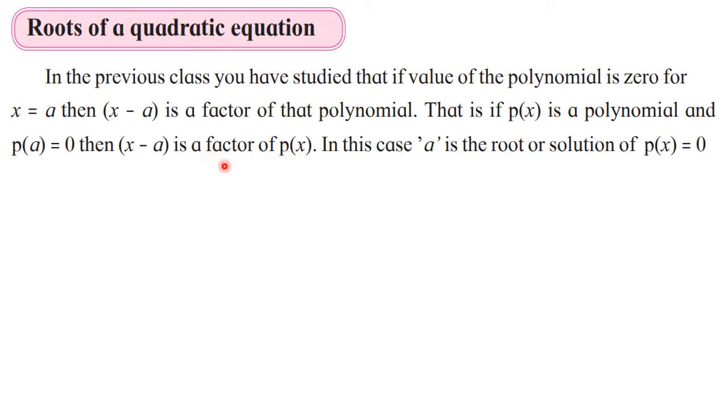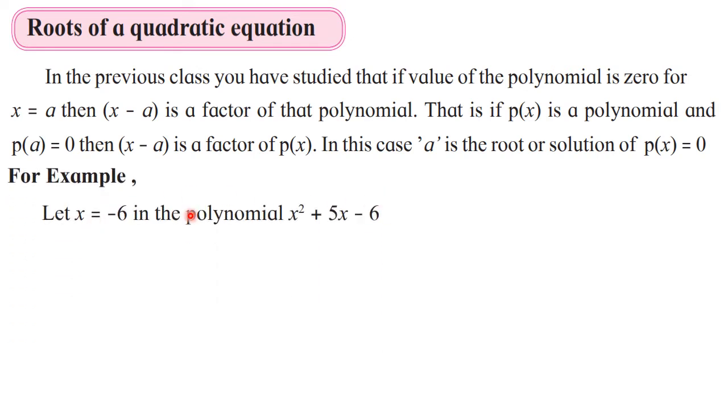The same statement is written using the polynomial p of x. In that case, we can say a is the root or the solution of the equation p of x is equal to 0. In the previous statement p of x was a polynomial, but now when we write equal to 0 in front of it, it becomes an equation. So if p of a is equal to 0, then a is the root, or in other words the solution. Root and solution are the same words here. Always keep that in mind. Now let us take one example to understand the root of a quadratic equation.